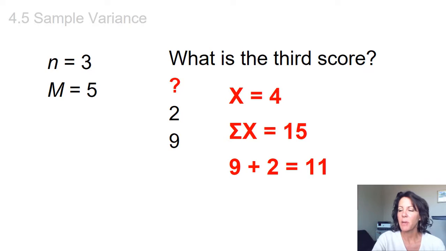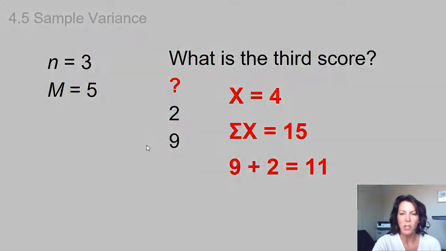Now let me just say what it means to vary. So I could have had these two scores be 7 and 4, or I could have had these two scores be 5 and 6. And whatever these two scores were, they could be anything in the world. But when you know these two scores, the final score is determined. It can't be anything but the score that's needed to make the mean of 5.